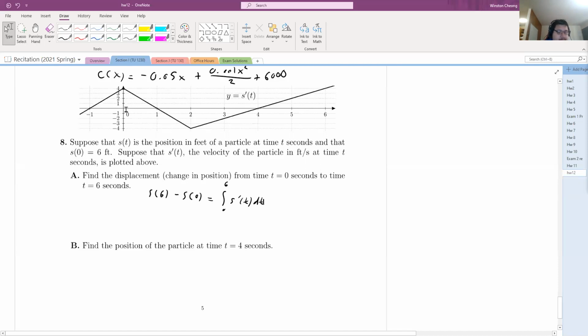I think the easiest way is to notice that this triangle and this triangle will cancel each other out, and this triangle and this triangle will cancel each other out. You can check that the bases and heights are the same for both of these pairs, which means that when you take the integral from 0 to 6, you end up with 0. So the displacement is 0 feet.